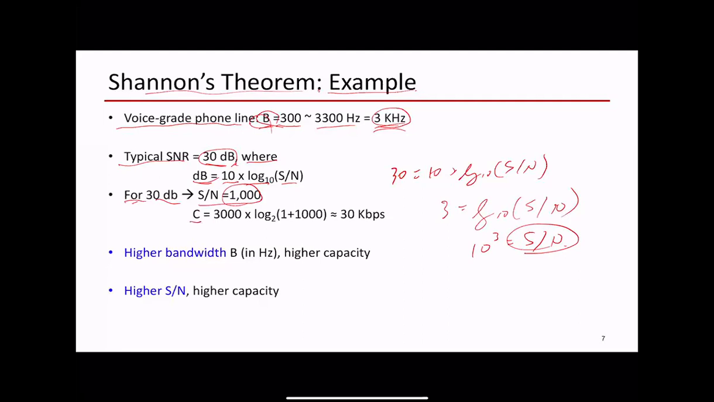Okay, C is my B, which is 3K, times log base 2 of 1 plus SNR, which is about 30 kbps. So if I have a voice grade phone, then I can communicate at about 30 kbps, using Shannon's theorem. Simple as this. So higher bandwidth B means higher capacity, and higher SNR means higher capacity. Meaning if your voice is clearer than the background, then you can deliver more, like when I speak in a very silent office, you can hear my voice clearly.